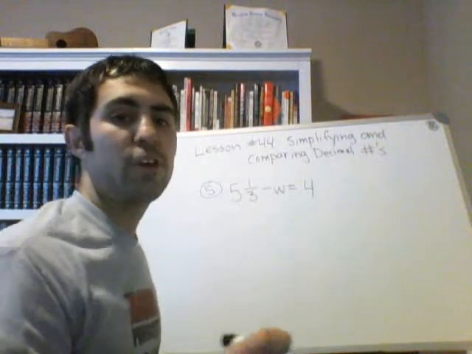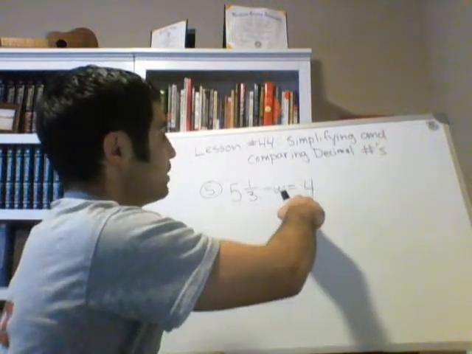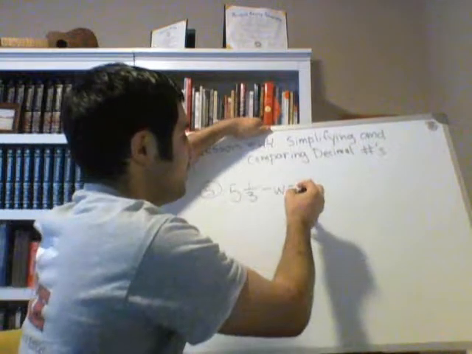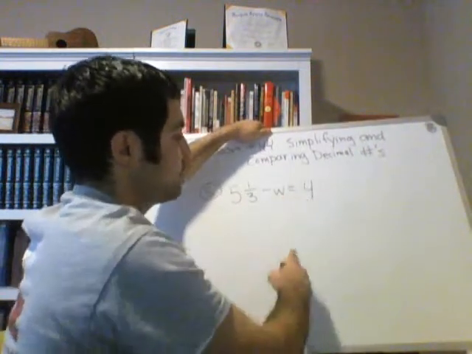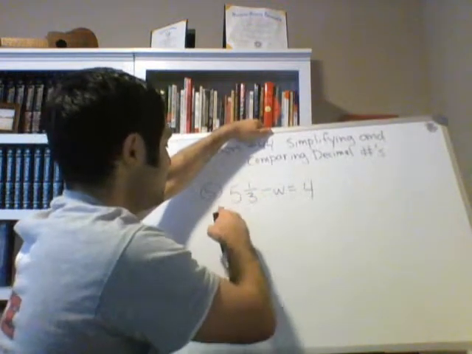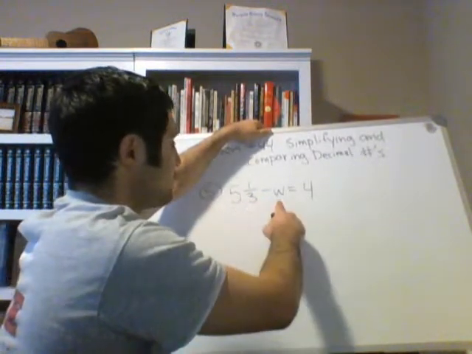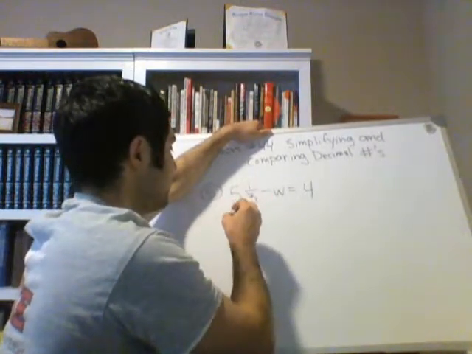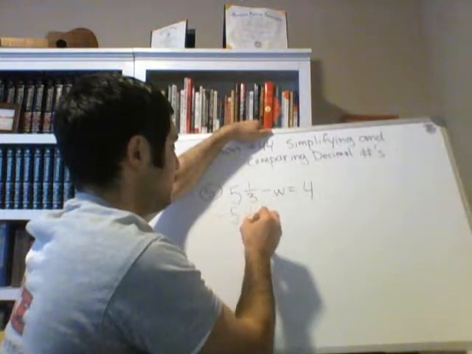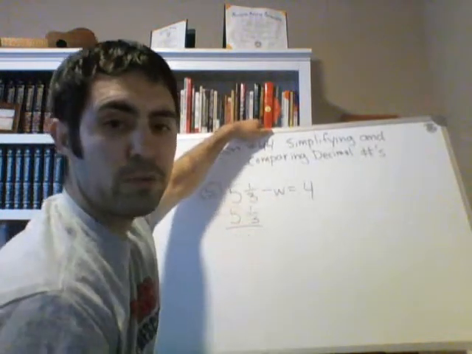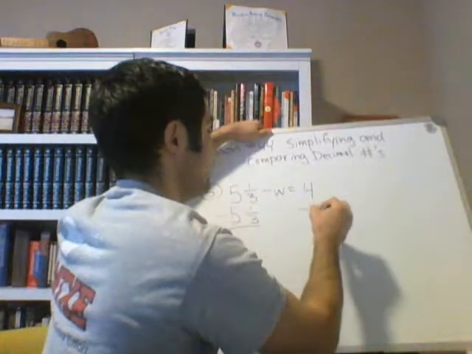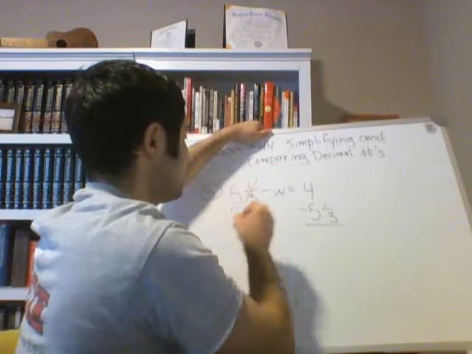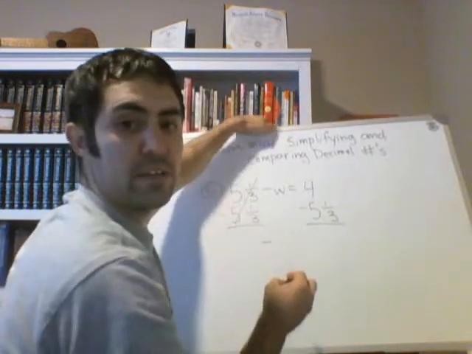Alright, let's do number 5 on your homework. I'm going to take 5 1/3 minus w equals 4. Alright, what side do I start on? This side with a variable. Remember, every algebra equation has two sides separated by the equal sign. So, I start on this side. I want to isolate the variable, so I want to get rid of 5 1/3. So if I want to get rid of it, I'm going to subtract 5 1/3. If I subtract 5 1/3 from this side, that means I have to subtract 5 1/3 from this side. Okay? And this cancels out, so all I'm left with is a negative w.